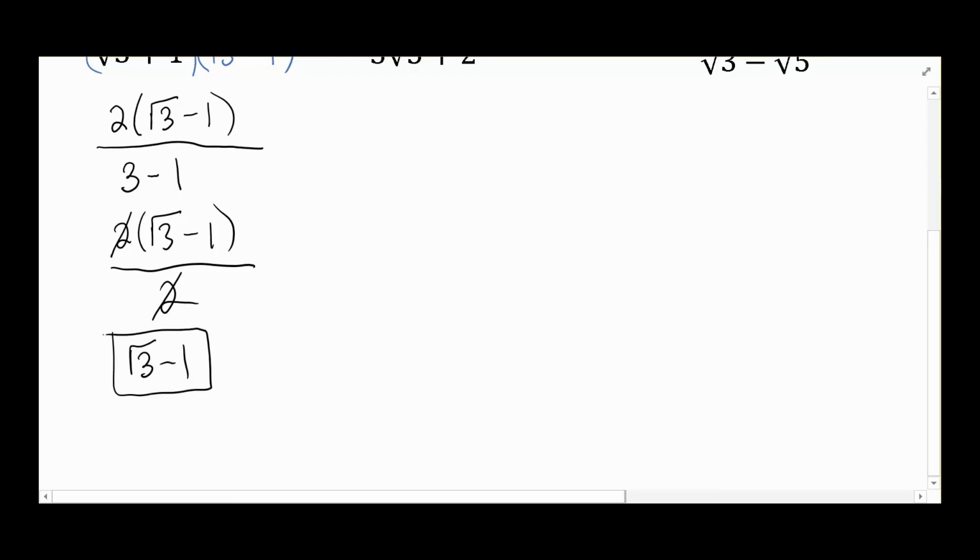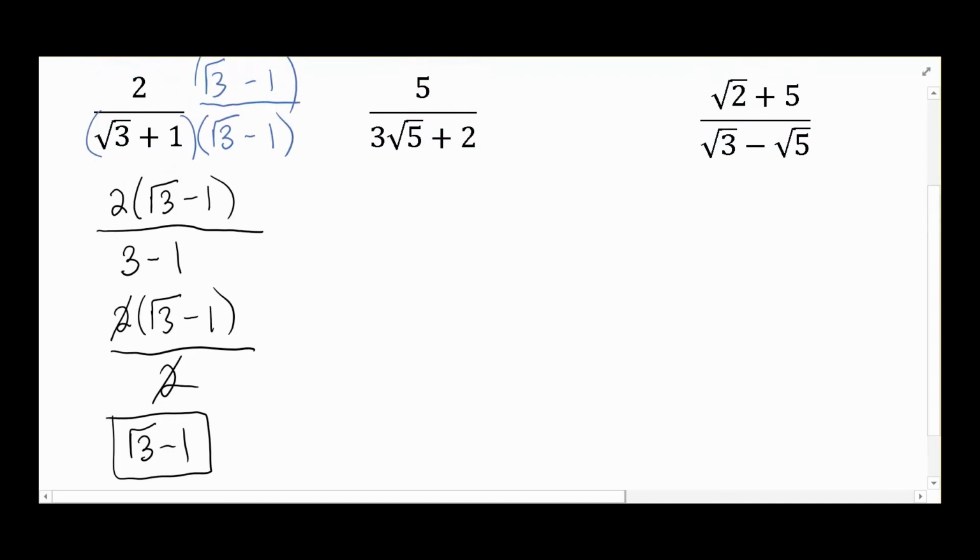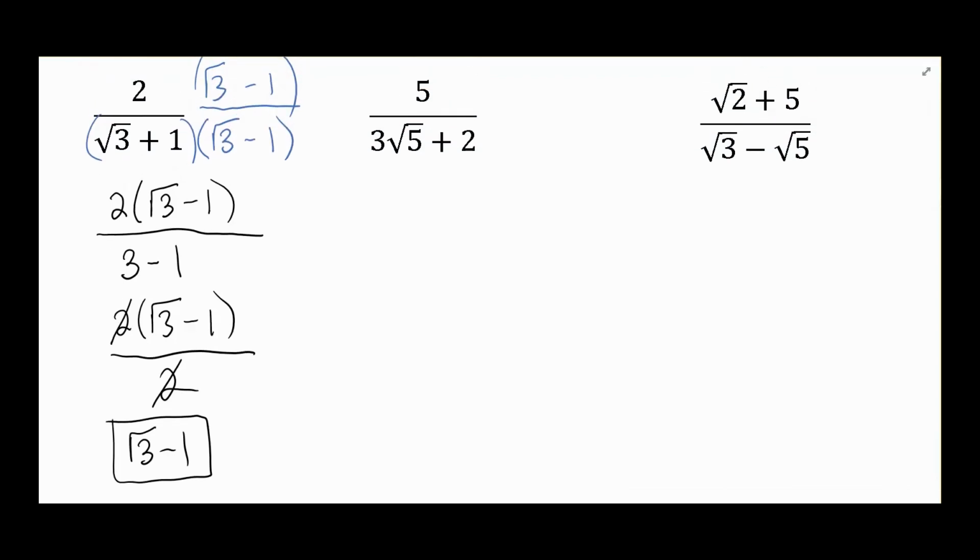So that's just the square root of 3 minus 1. Now let's look at the second example on here, which is a little bit trickier, but the basic process is not tricky. The basic process is pretty easy and obvious: all we're going to do is multiply by the conjugate.